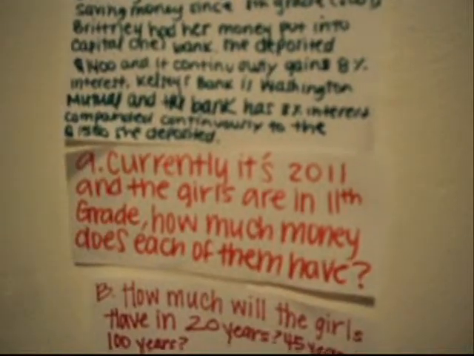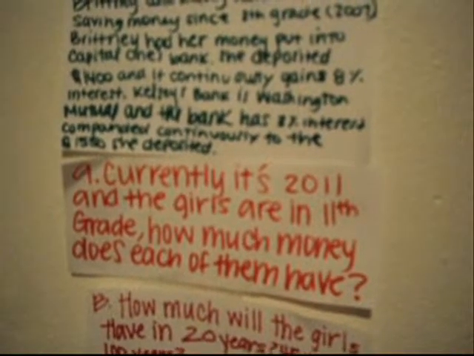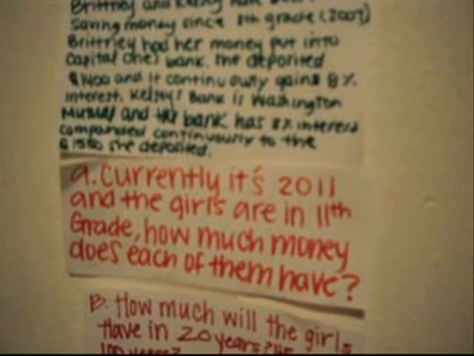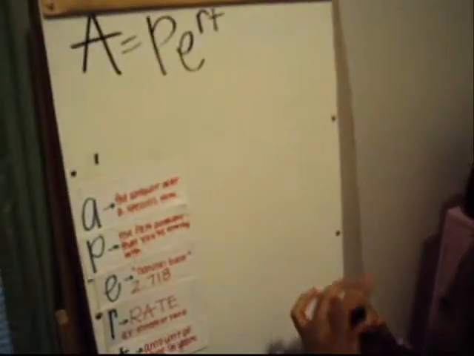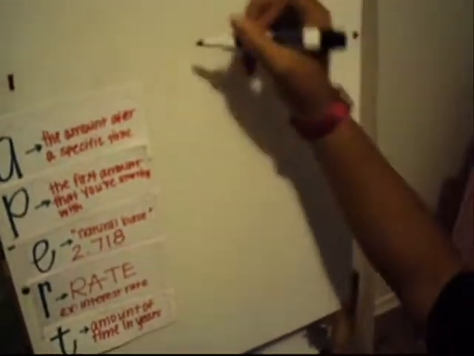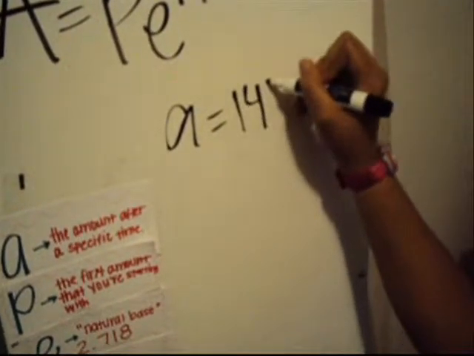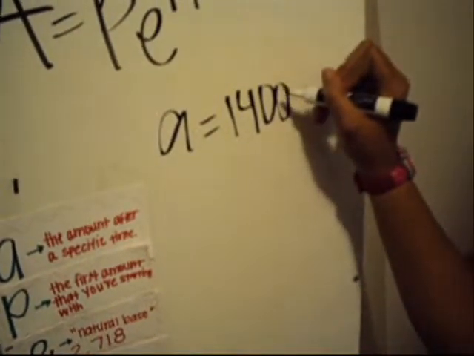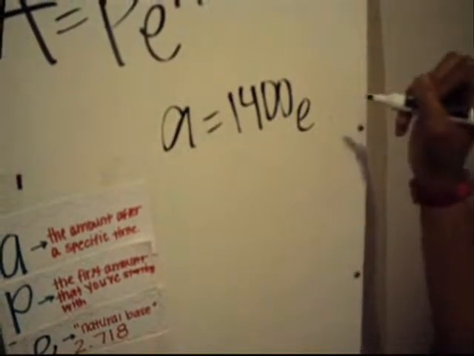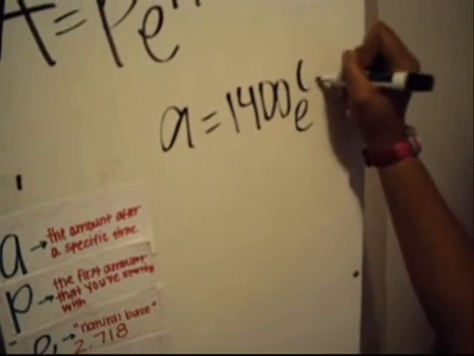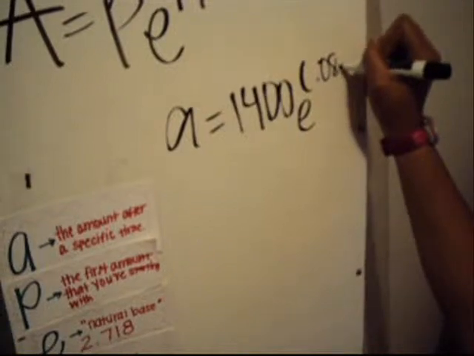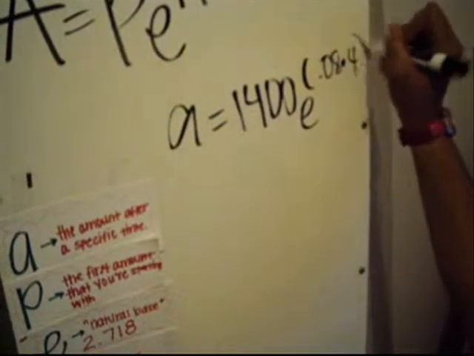So the first question is, currently it's 2011 and the girls are in 11th grade. How much money does each of them have? If you come over to the board, I'll show you how to do Brittney's problem first. You're looking for A, and you already have P, which is $1,400, and E is the variable. R is your rate, which is 0.08, and time is 4 years.